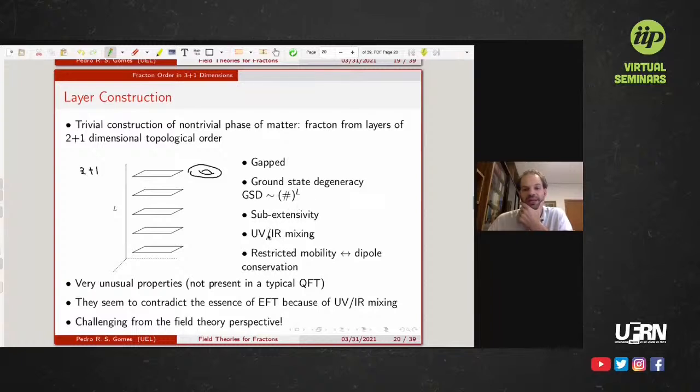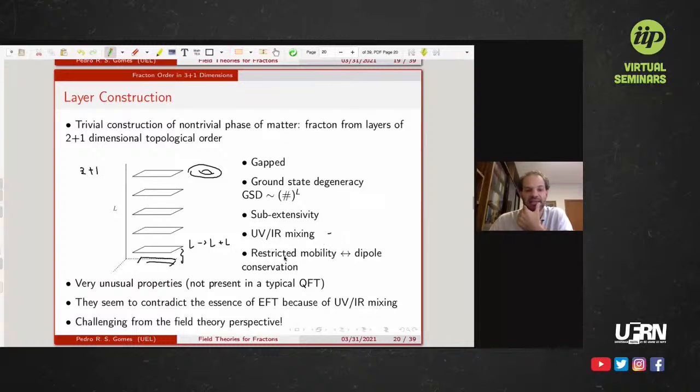So there's a kind of UV-IR mixing in the sense that if we modify this system a little bit, if we make a UV modification by adding one layer here, this will affect a low energy property, okay? It will affect the ground state degeneracy. So this is a kind of UV-infrared mixing.